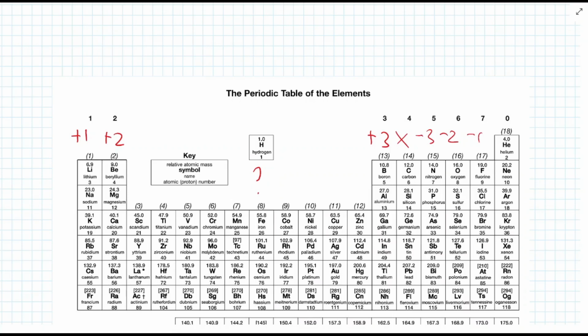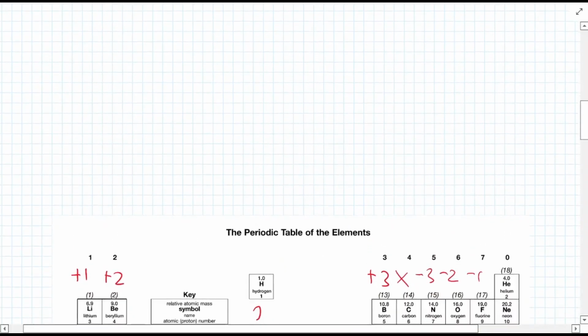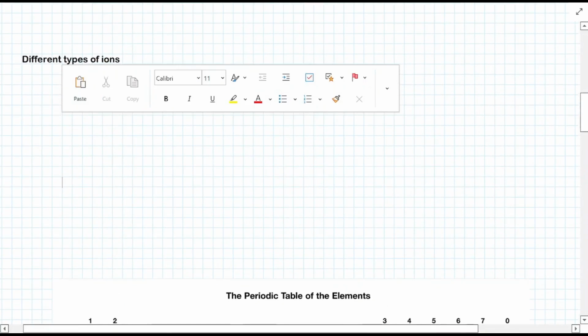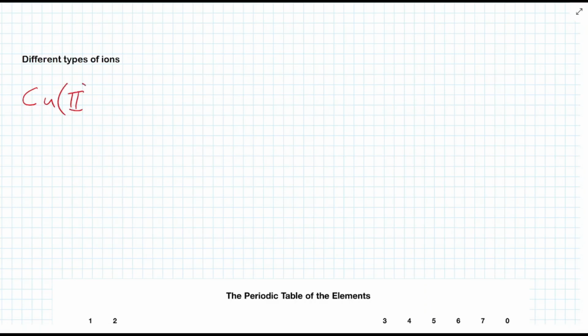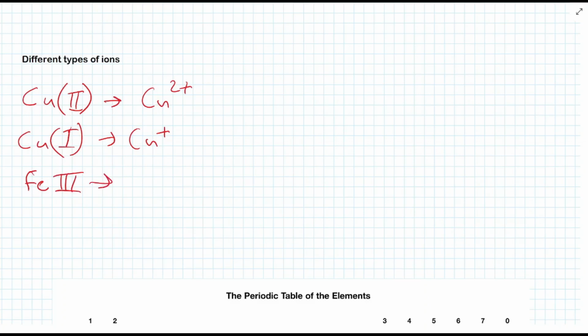Now, what about the transition metals here? You see, I have this group of transition metals that I put a question mark over. How do I know the charge on those ions? Well, that's our first thing we're going to think about today. The charge on a transition metal ion is always told to us by a Roman numeral. So if I have copper 2, I have copper 2+. If I have copper 1, I have copper 1+. If I have iron 3, I have iron 3+.